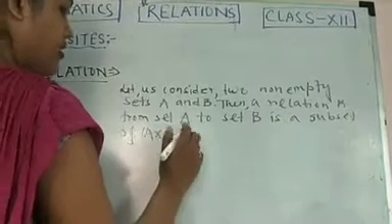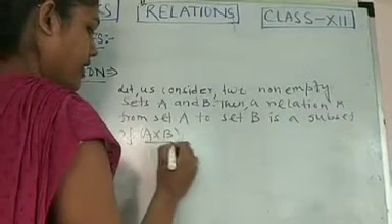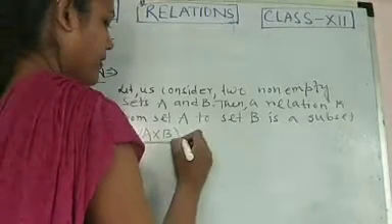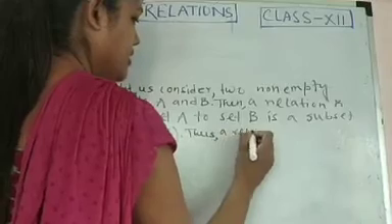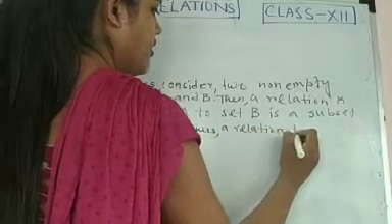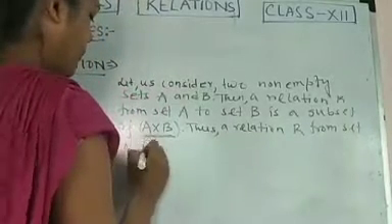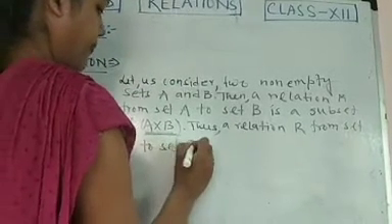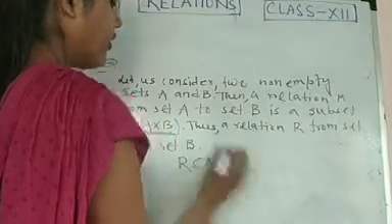This is our ordered pair form, A cross B. So thus, a relation R from set A to set B, where R is contained in A cross B, is in ordered pair form.